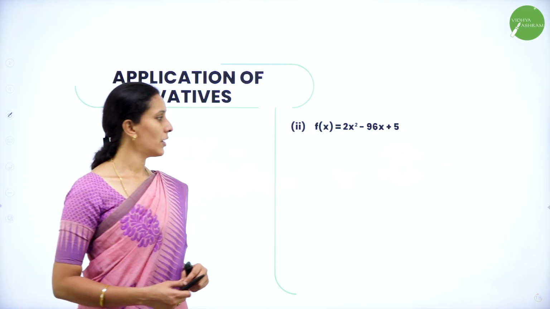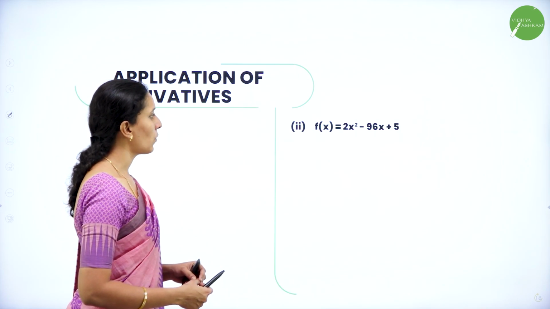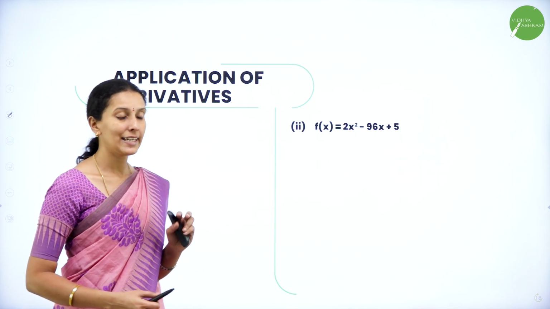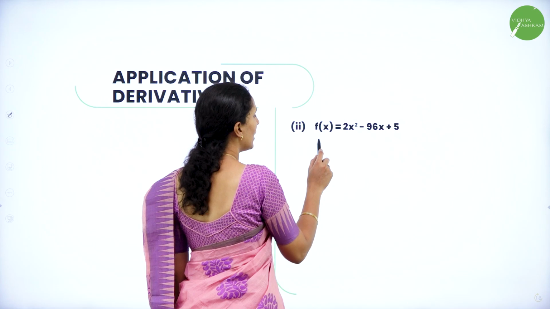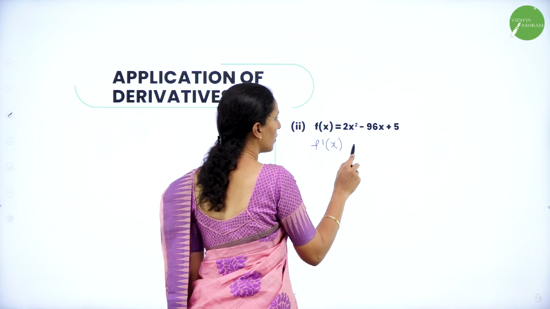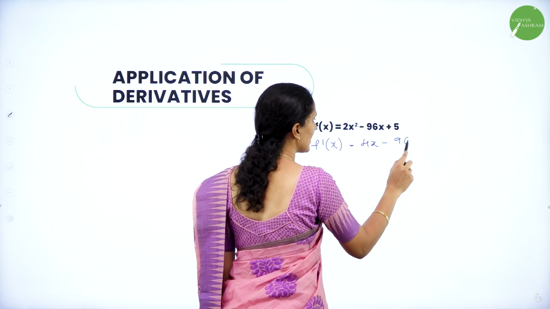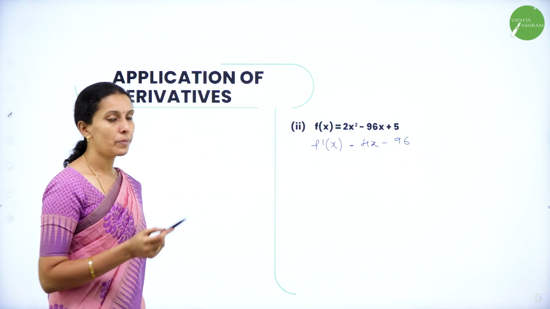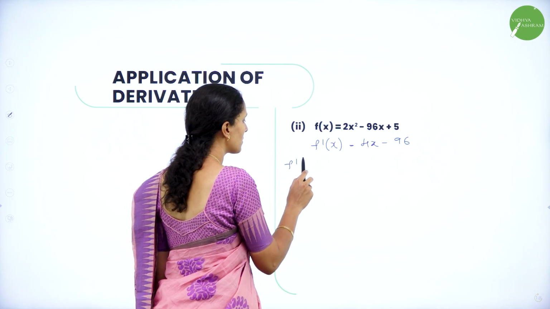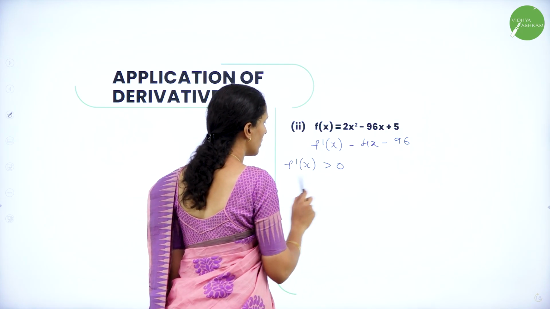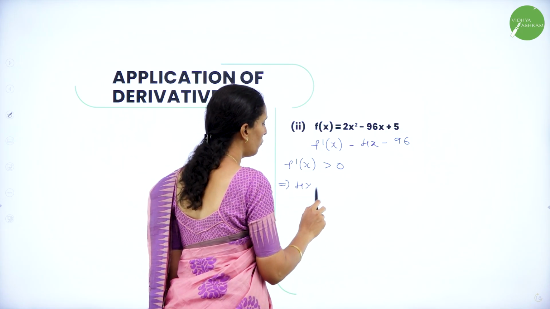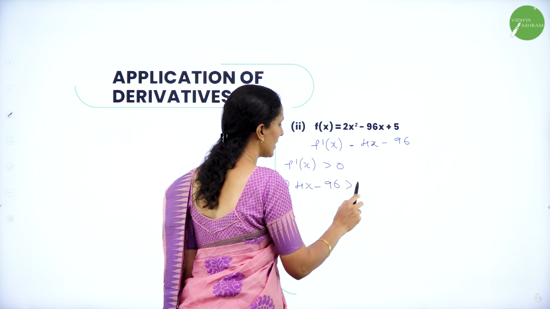Let's look at the second question. We have f of x is equal to 2x square minus 96x. So here, let's see f dash of x. We get x square as 2x, so it is 4x minus 96. For a function to be increasing, f dash of x must be greater than 0. So this implies 4x minus 96 greater than 0.